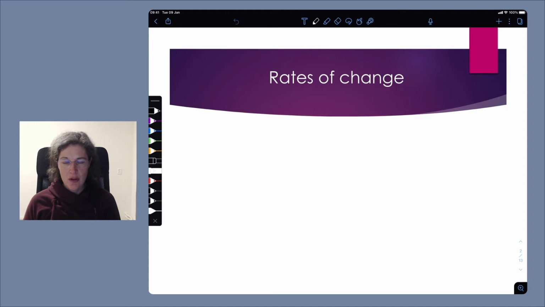So what is this whole differentiation thing about? Well, it's really about using functions that we've got to find out more about the process that they're modeling. It's all about rates of change. So finding out how fast things are changing over time in particular, but it can also be how things change spatially, depending on what our variables are.